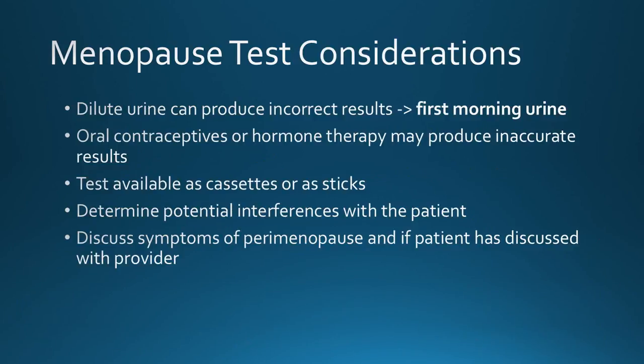Some special considerations if you do recommend this test are they're commonly urine-based tests, and dilute urine can produce incorrect results similar to pregnancy and ovulation tests, so they want to use first morning urine. A patient should not be on any form of estrogen, so an oral contraceptive or oral therapy, because estrogen is estrogen, and that may provide an inaccurate result because of impact on FSH. You want to determine any potential interferences with the patient, and then you want to discuss symptoms of perimenopause and assess if the patient has discussed with their provider, and most likely just refer them on to their healthcare provider.